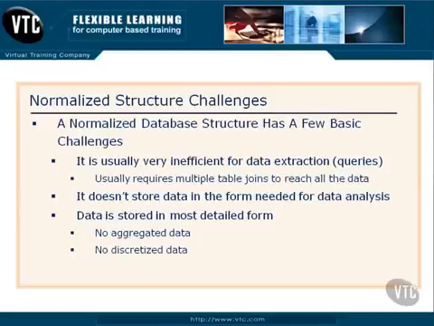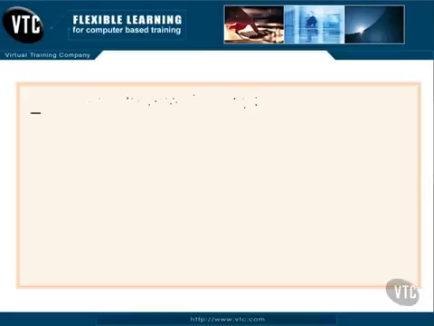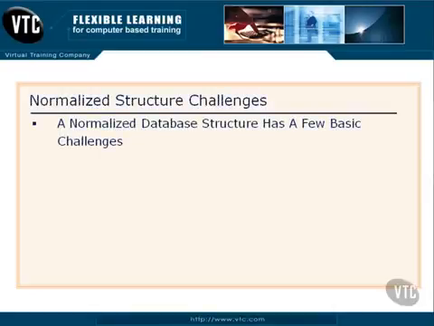And there's no discretized data. Everything's out there again in detailed form. It's not broken down by quarters, by all those kinds of things. And so that becomes a problem. Then our data may actually be stored not just in one normalized database, but in multiple normalized databases. And now we're doing cross-database queries with permissions and structure and all sorts of challenges.